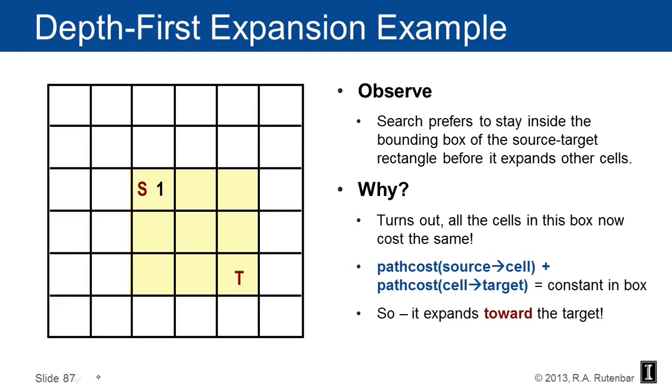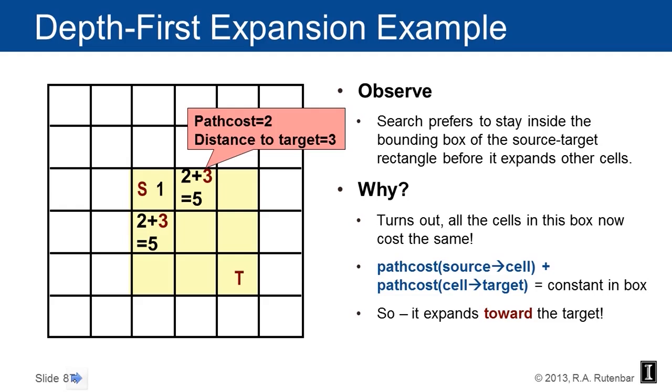So what happens when we actually do this? Well, let's expand the cells to the east and to the south. The path cost is a 2 for those cells because it's 1 plus 1, and then there's a distance to target, which in this case is our estimate, the predictor. That's just basically that the wire costs 1 unit, 2 units, 3 units. That's the predictor for both of those two.